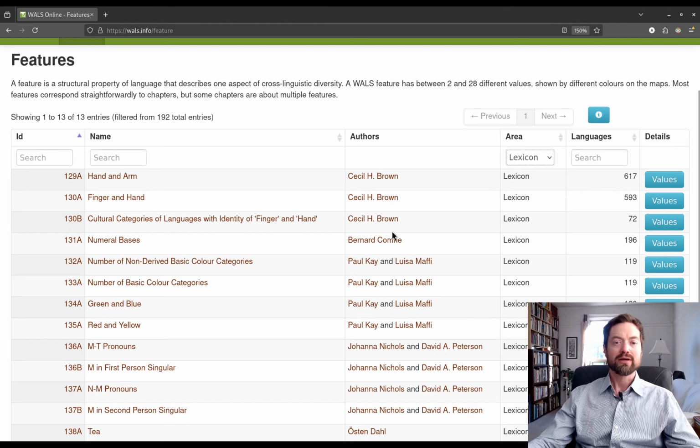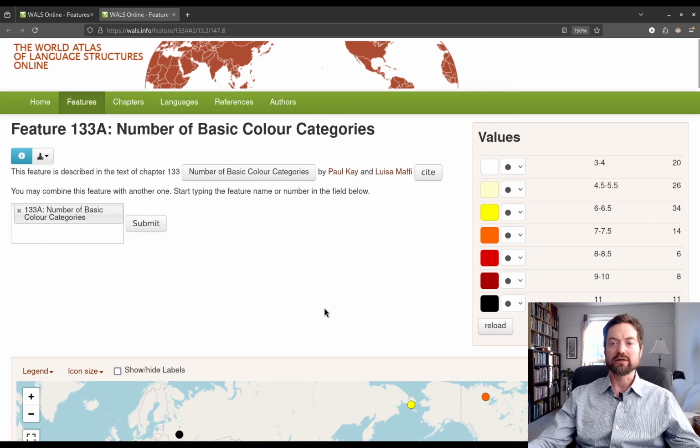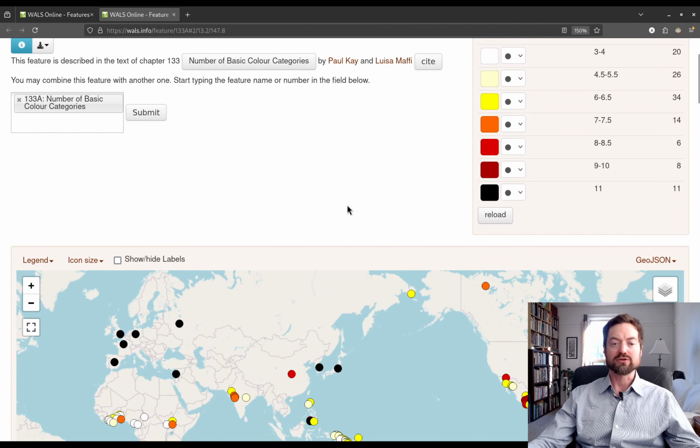So this one has to do with lexicon, which means the dictionary, the mental dictionary of the words of a language, and this has to do with how some words are handled. So let's look at the number of basic color categories. This is kind of interesting. How many basic colors are there?